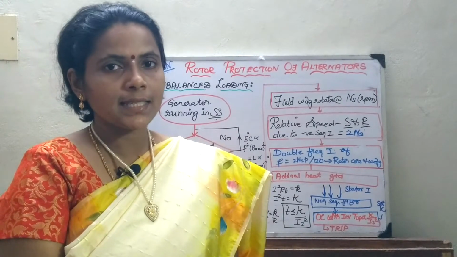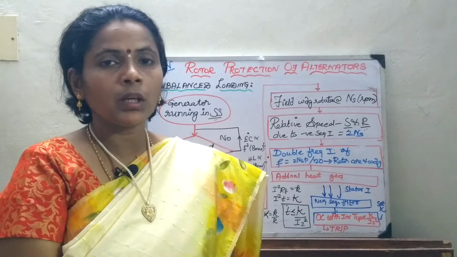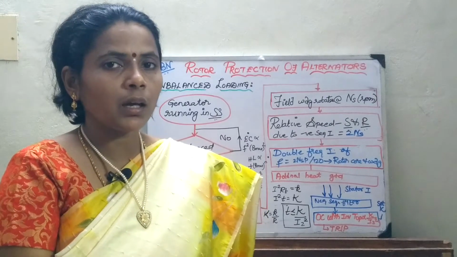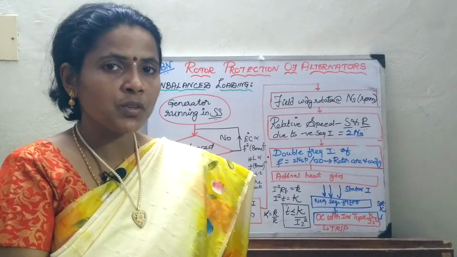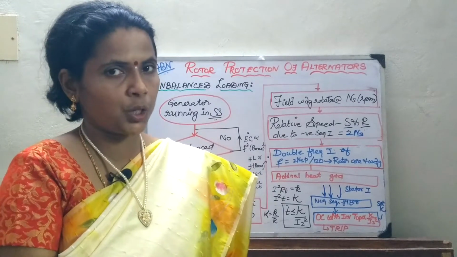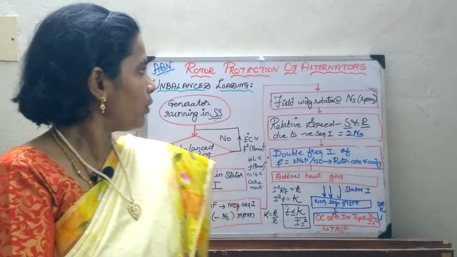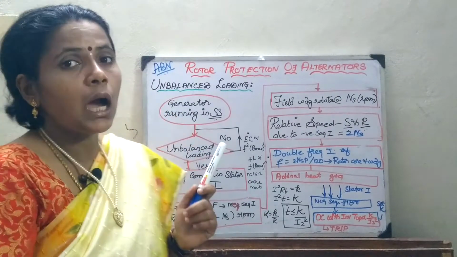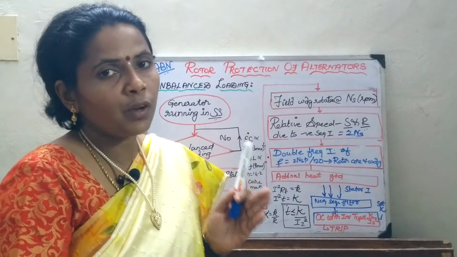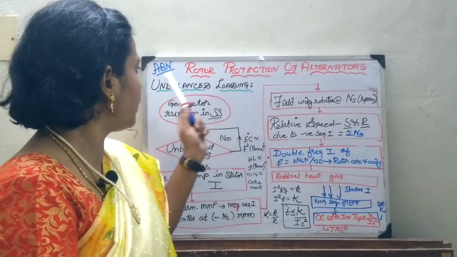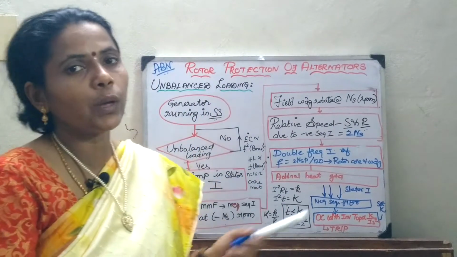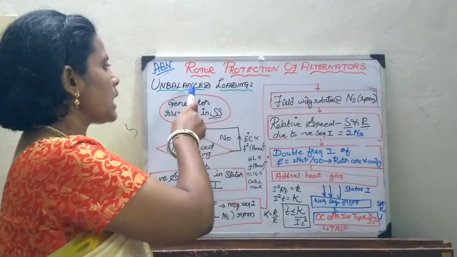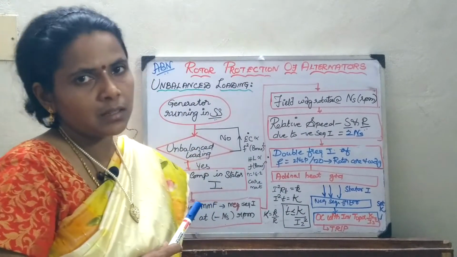In the earlier session, we saw the rotor protection for alternators, that is, using a sensitive polarized relay for field ground protection. In today's class, we will be seeing the abnormal rotor condition, like unbalanced loading, and how we are going to give protection. First of all, let us see why this unbalanced loading results in a circuit.